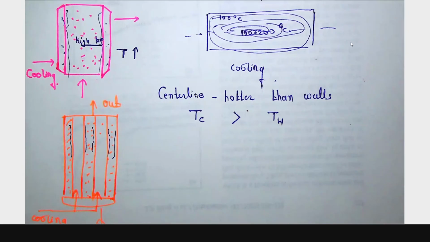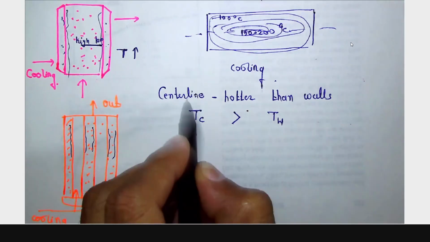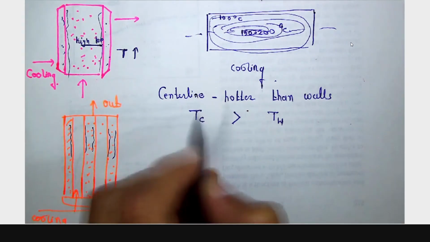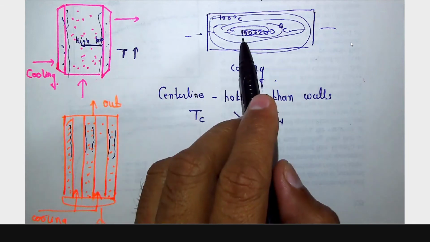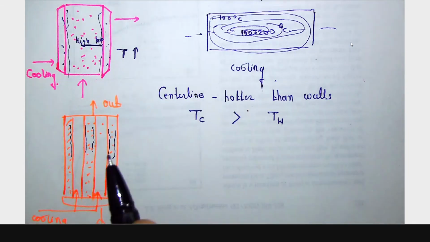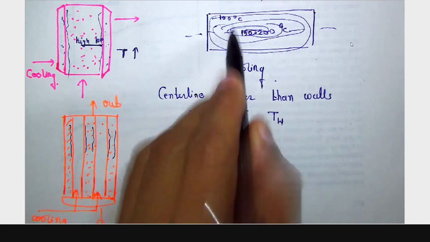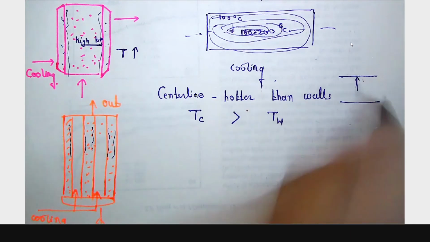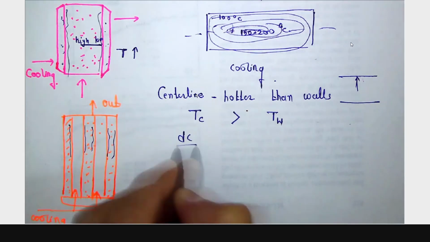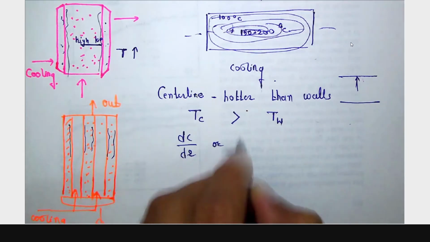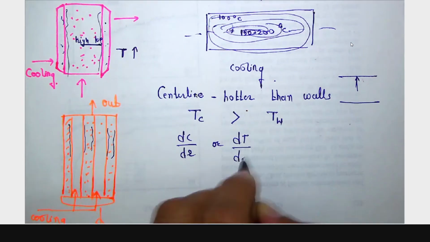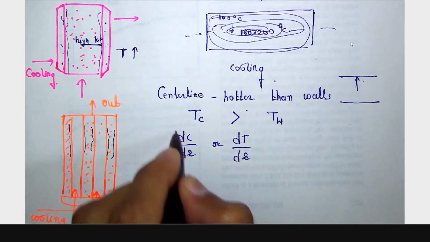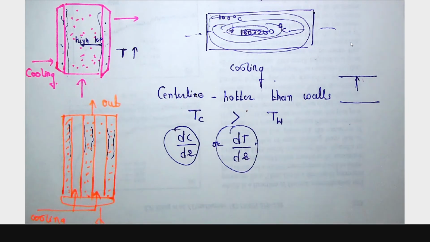And in this center line, your reactant will be more rapidly consumed. Hence, there will always be a radial gradient. That means dC by dr, or for temperature dT by dr. So this temperature gradient and concentration gradient will always be there in the case of this kind of reactor.